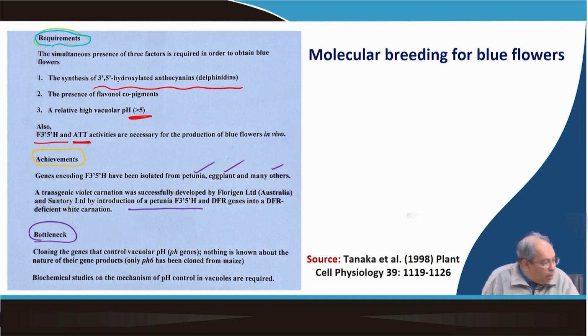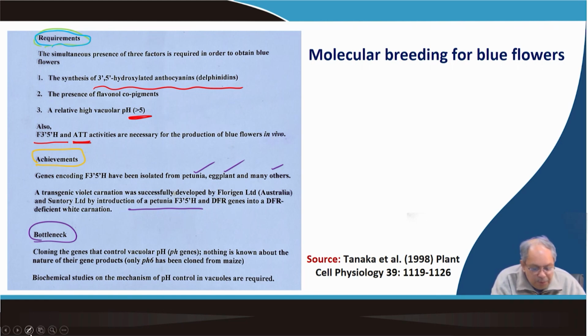So, if only dihydrokaempferol accumulates, if it cannot move towards pelargonidin or towards delphinidin or towards cyanidin, what will happen? The color of the flower will be white, because it stops there. So, they have taken a DFR-deficient white carnation and introduced F3'5'H, and perhaps they have also introduced another DFR from another source, and as a result they see changes in the coloration.